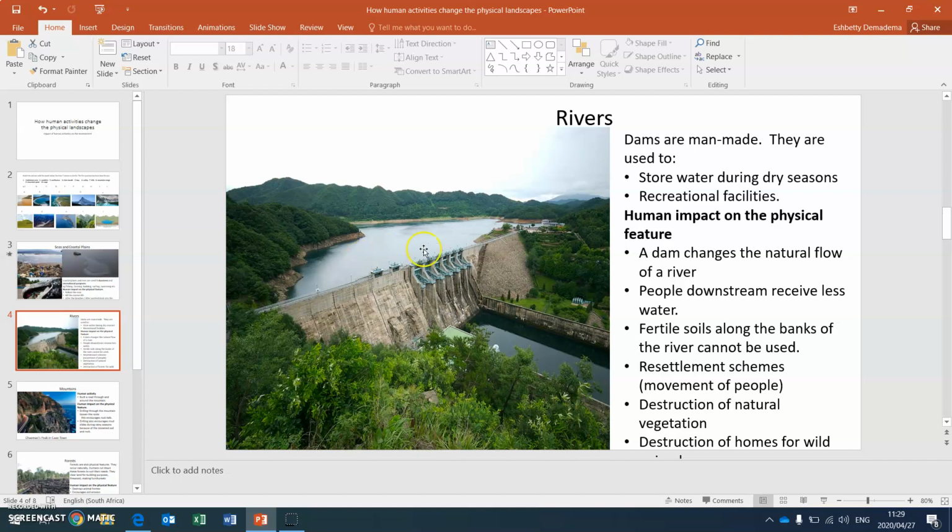Building dams also causes destruction of natural vegetation. So we've got to clear the land. And when we clear the land, we destroy the vegetation around, and we also destroy the homes of wild animals. So here what we've done is we have satisfied our own needs as human beings at the expense of our wild animals and at the expense of other people too.